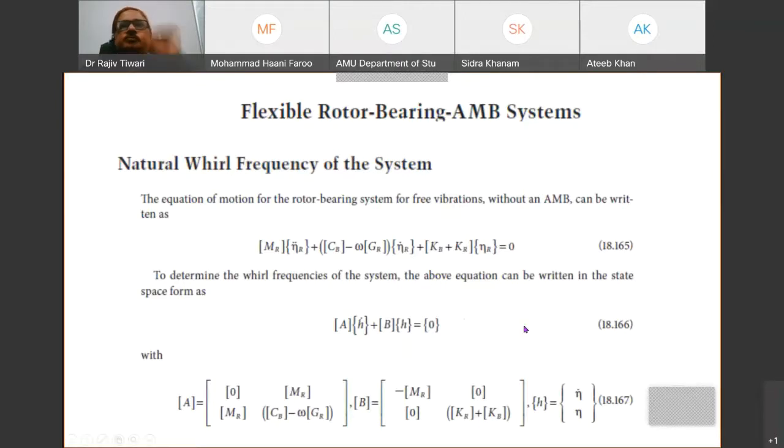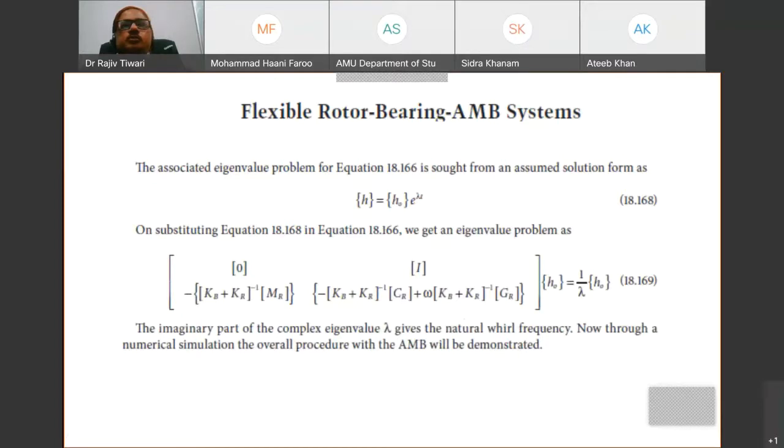Okay, so here, because this is a multi degree of freedom system, apart from the unbalanced response, we can have the eigenvalue problem. That means we can find out the natural frequency of the system, and in fact the natural frequency of the system can be plotted here with speed, because the gyroscopic effect is there. So here the natural frequency will depend upon the spin speed of the shaft. So a Campbell diagram can be drawn here by finding the eigenvalues at different speeds.